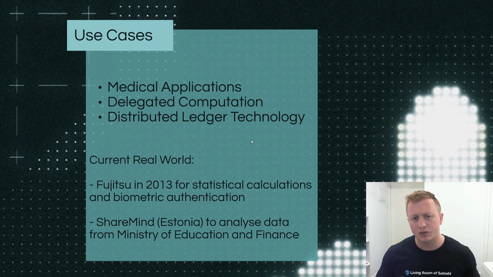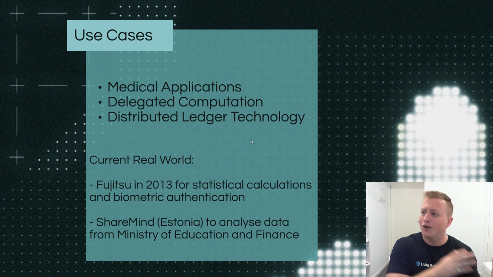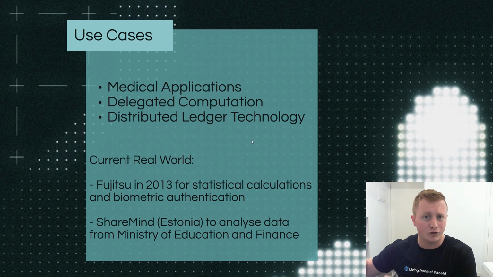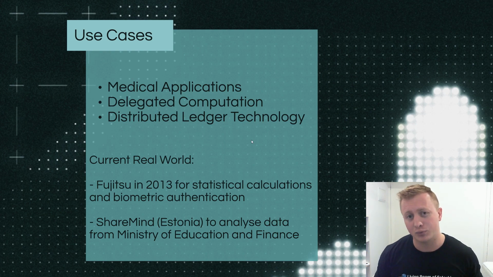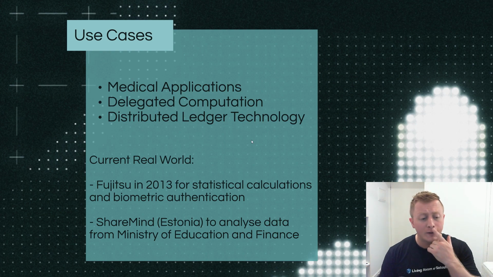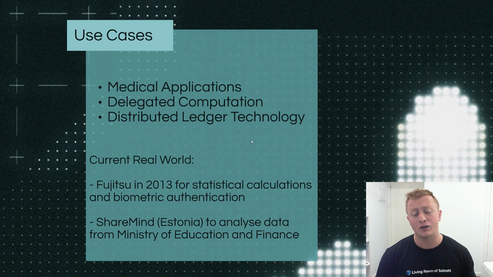And of course, distributed ledger technology. A lot of people are looking at how they can use this ledger-based system, which allows pseudonymous identities of transactions, etc., but also that with data. So we have not only logging of what's happened, but the function to be performed on data while maintaining privacy-preserving properties. In the real world, Fujitsu Labs was the first one to do it in 2013 for statistical calculations and biometric authentication information. ShareMind in Estonia has used it to analyze data from the Ministry of Education and Finance.